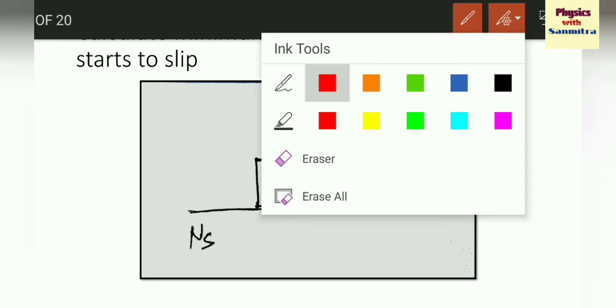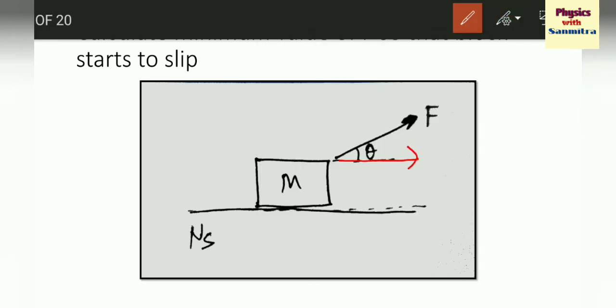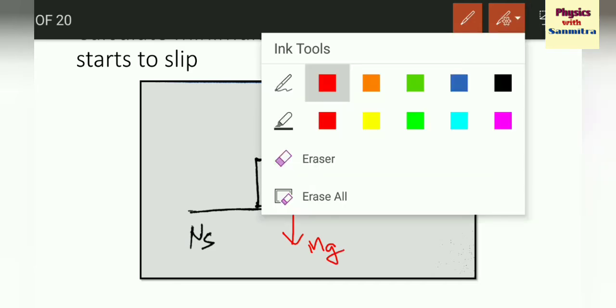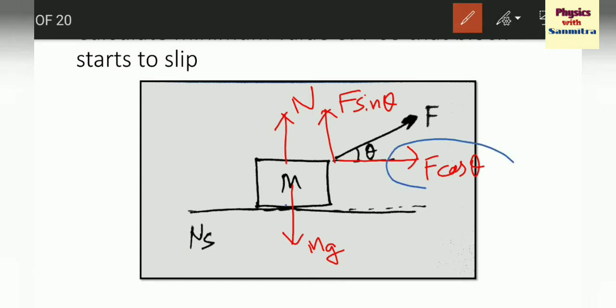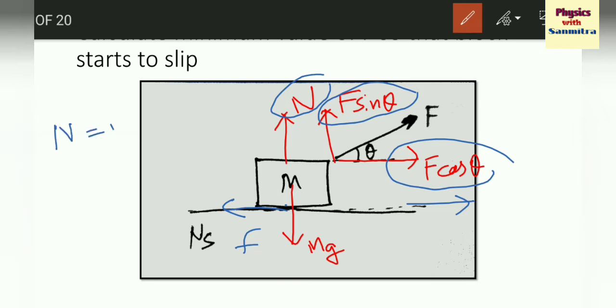See, I am resolving this into two components. This is F cos theta. This is F sin theta. This is mg. This is N. This is the free body diagram I am drawing. And since this F cos theta is trying to pull this side, friction f will act this side. Now see, due to this component F sin theta, this normal reaction will decrease. How? Let's write the equation. N is equal to mg minus F sin theta.